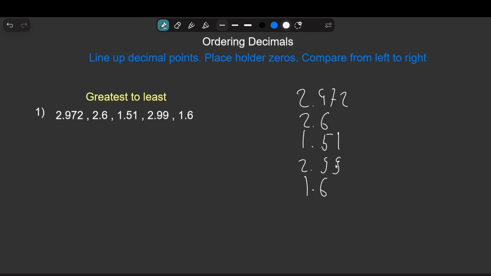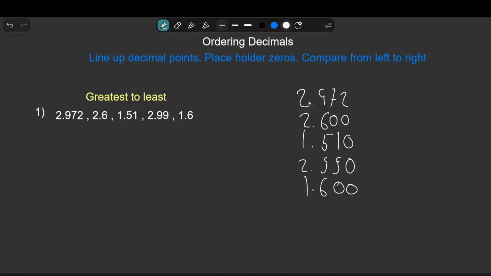What you can do if you got this, to make it look a bit easier, you can just place the placeholder zeros. So now they're both in the thousands. So let's put this in the thousands, this also, and this also. Now remember, zeros to the right of the decimal don't change the value of the number. So these are still the same numbers, but with a couple of zeros to make it look easier.